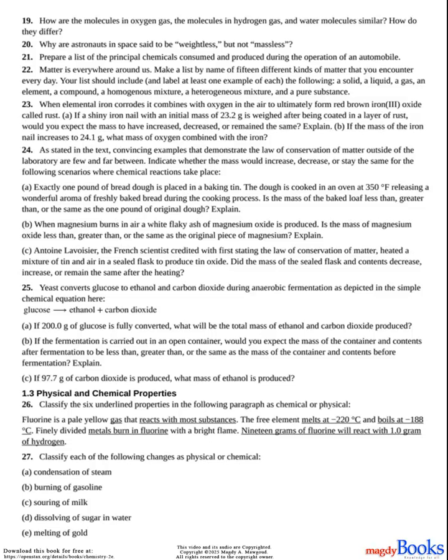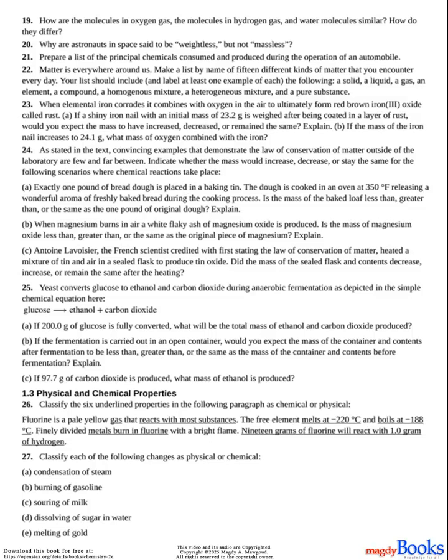22. Matter is everywhere around us. Make a list by name of 15 different kinds of matter that you encounter every day. Your list should include, and label at least one example of each, the following: a solid, a liquid, a gas, an element, a compound, a homogeneous mixture, a heterogeneous mixture, and a pure substance. 23. When elemental iron corrodes, it combines with oxygen in the air to ultimately form red-brown iron oxide called rust. A. If a shiny iron nail with an initial mass of 23.2 grams is weighed after being coated in a layer of rust, would you expect the mass to have increased, decreased, or remained the same?